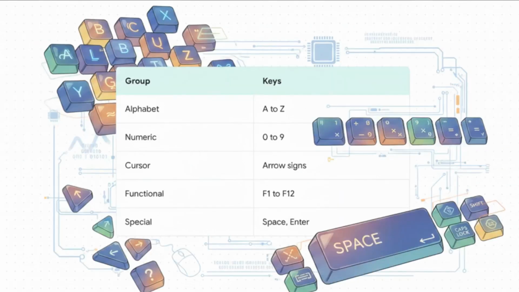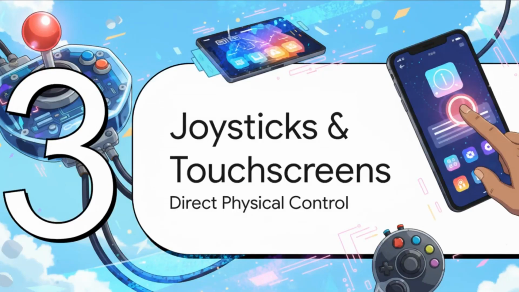To manage all 104 of those keys without going crazy, they function as a highly structured translation board divided into 5 distinct zones. You've got your alphabet and numeric keys for raw data, your cursor keys for navigation, and then functional or special keys to execute system-level commands and modifiers. Okay, Section 3, hands-on with joysticks and touchscreens. This is all about direct physical control.